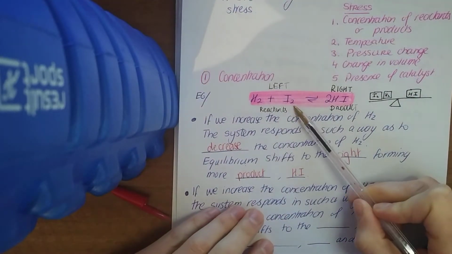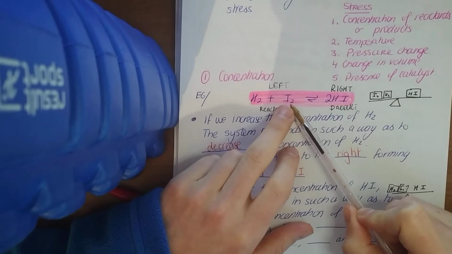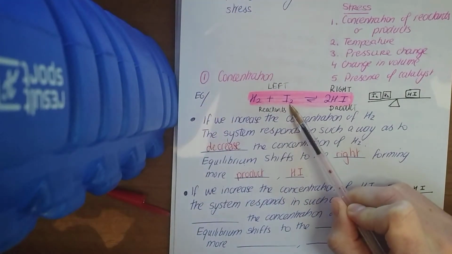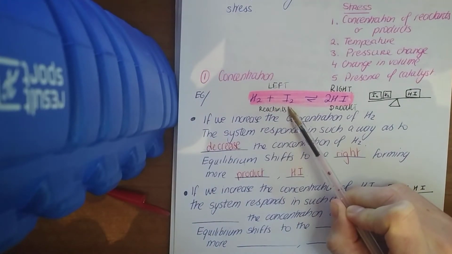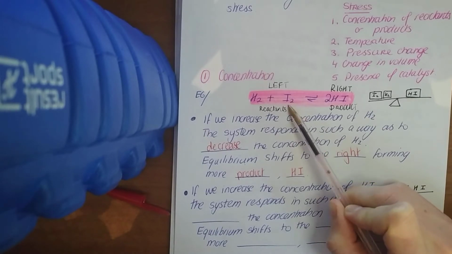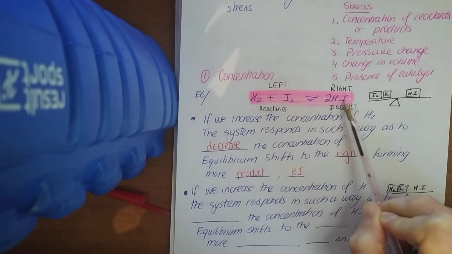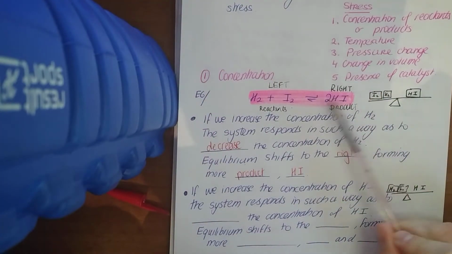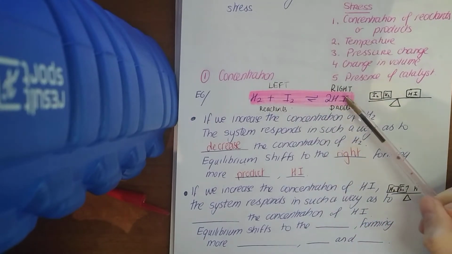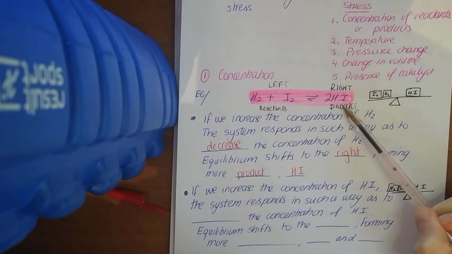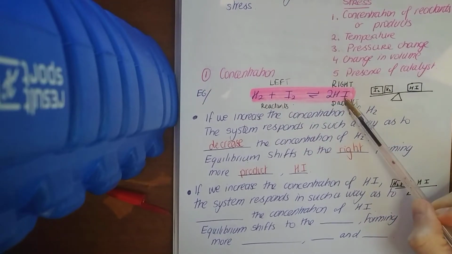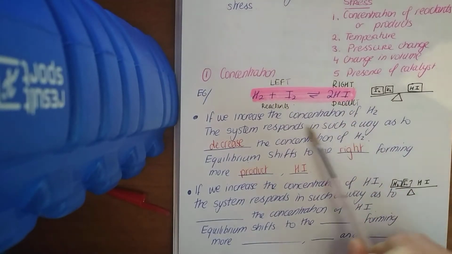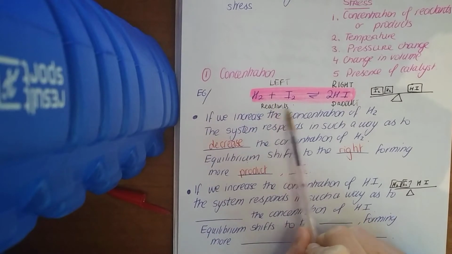We'll repeat that now for iodine. If we increase the concentration of I2, the system responds, look back up at your definition, the system responds in such a way as to decrease the concentration of iodine. How is it going to decrease the concentration of iodine? Equilibrium shifts to the right, forming more of our product, hydrogen iodide. Now, it's a reversible reaction, so it can take place in either direction. If we increase the concentration of hydrogen iodide, the system responds in such a way as to decrease the concentration of hydrogen iodide. How is it going to decrease the concentration of hydrogen iodide? Equilibrium shifts to the left, forming more of our reactants.